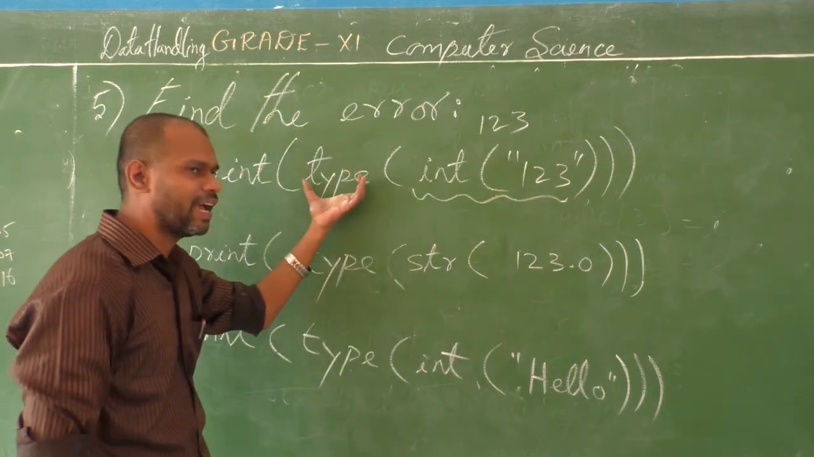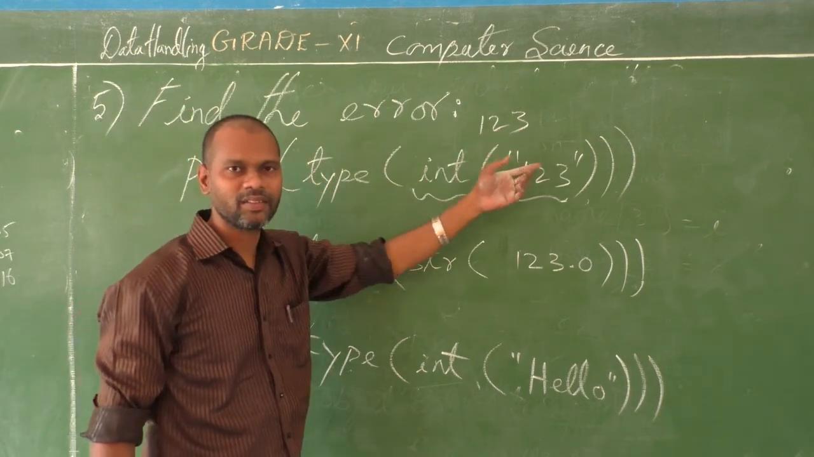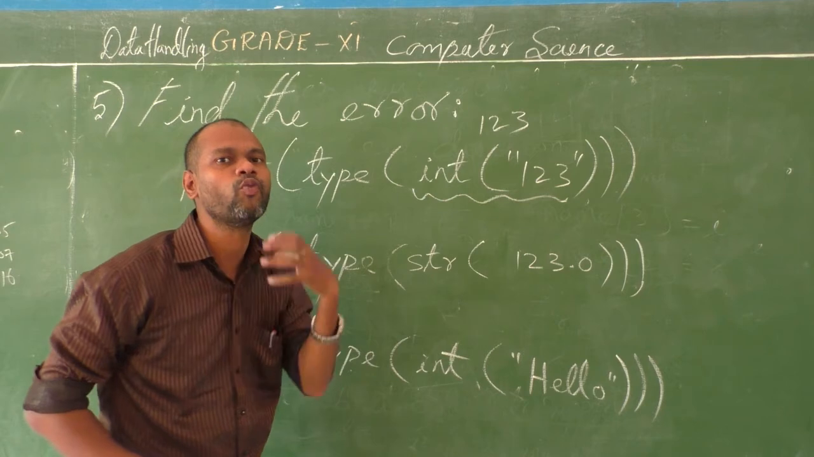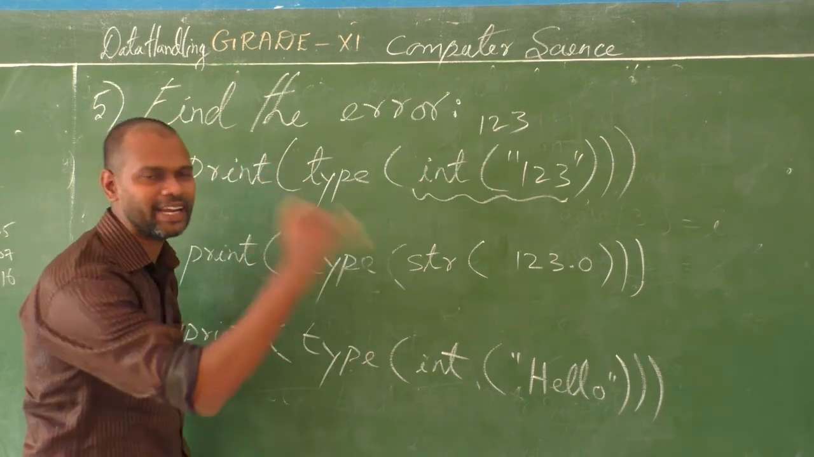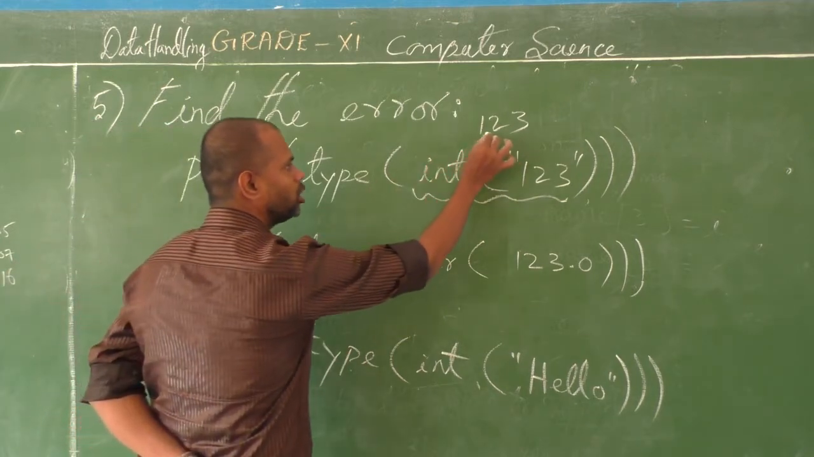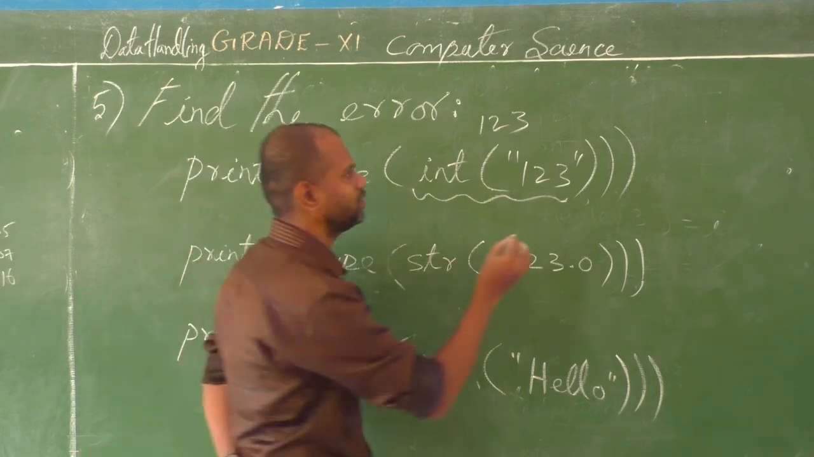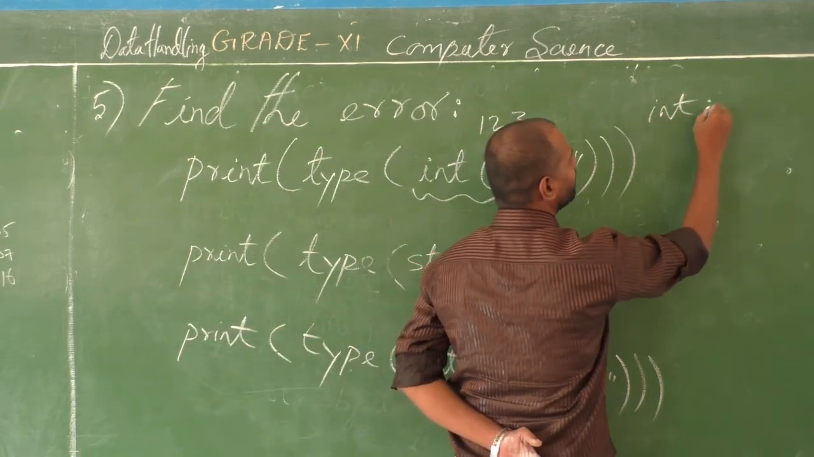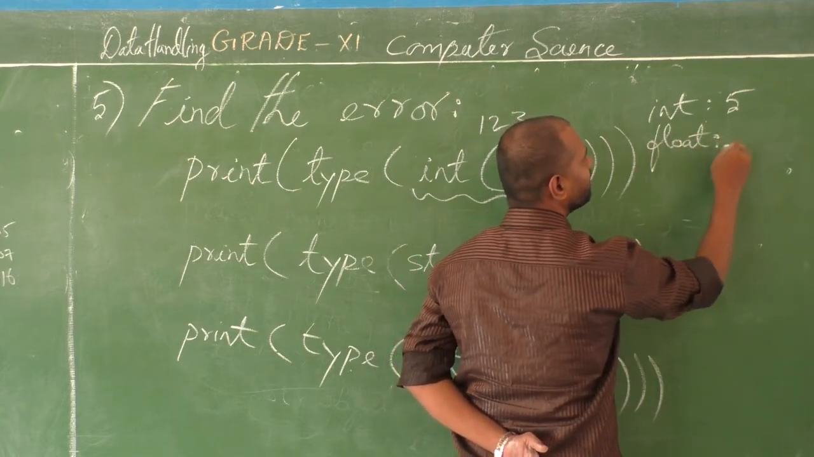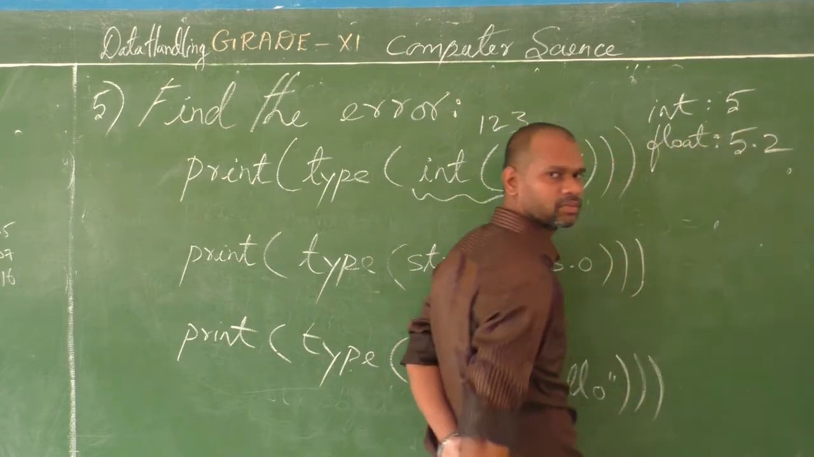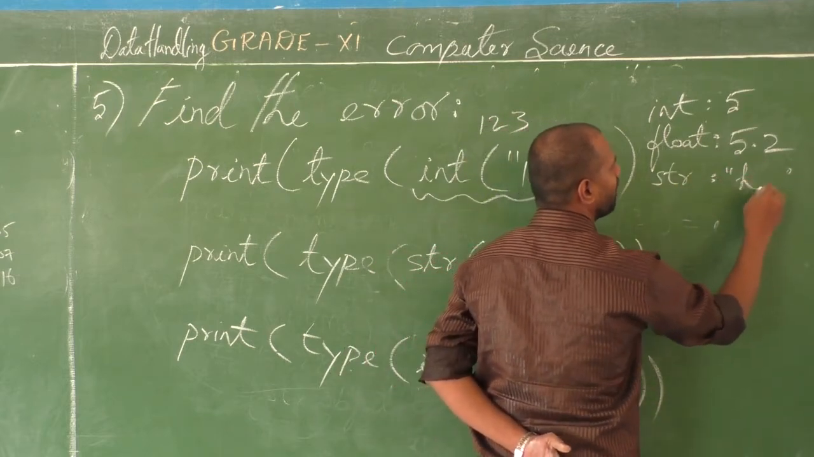So because of this type, type of 123 means this 123 is of what type? It is of integer type. So if you press enter, the 123 is of integer type. Int means, example, 5. Float means the example is 5.2, like this, a decimal point. String means the example is hello.